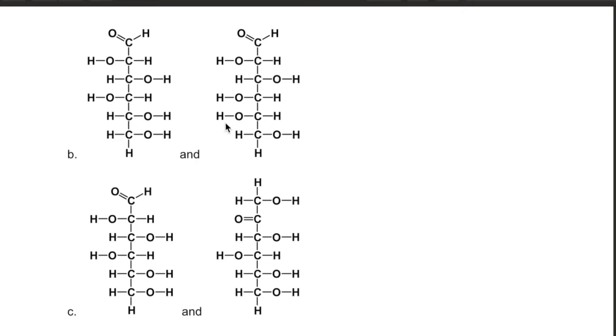So if we look at B and we count up the different elements that are in each molecule, we can see that they both have 6 carbons, 12 hydrogens, and 6 oxygens. So since they both have the same chemical formula, they are either the same compound or they are isomers. If we look at this part of the molecule, we see a little bit of a difference here. This one has the O on the right side of the carbon, whereas this one has the O on the left side of the carbon. So these are not the exact same compound.